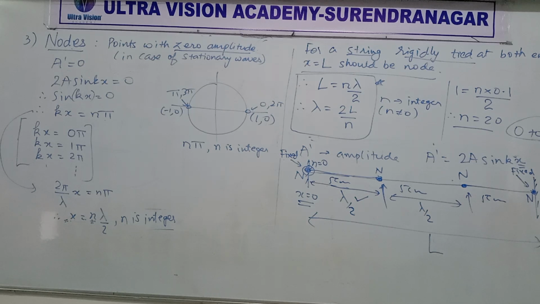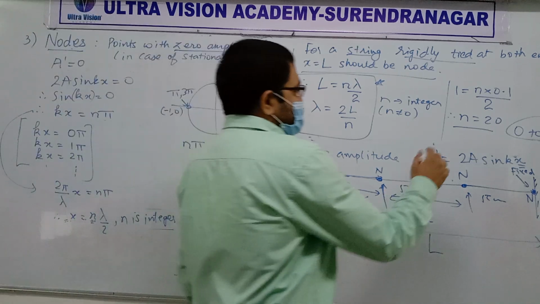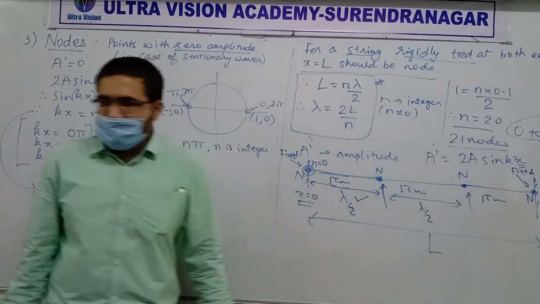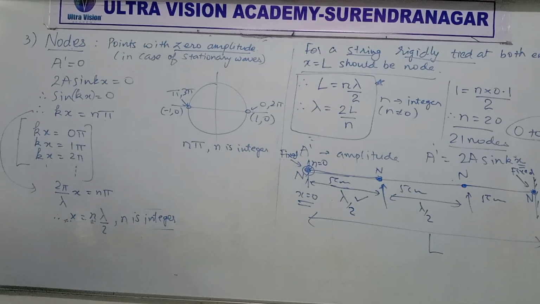Of course, Mavi, that's because of counting. Or this is the other method. Understood? 0 to 20 nodes. Now 0 to 20 nodes actually means 21 nodes. You can count that if you want. So that's how you can find out number of nodes. Two ways to do it.